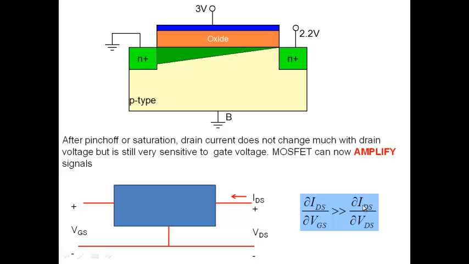So this term becomes very small, which means that the resistance becomes very large. And this, of course, remains very high. So this is the condition for amplification, voltage amplification: transconductance much larger than output conductance. You start getting that the moment you create pinch off or you enter the saturation region.